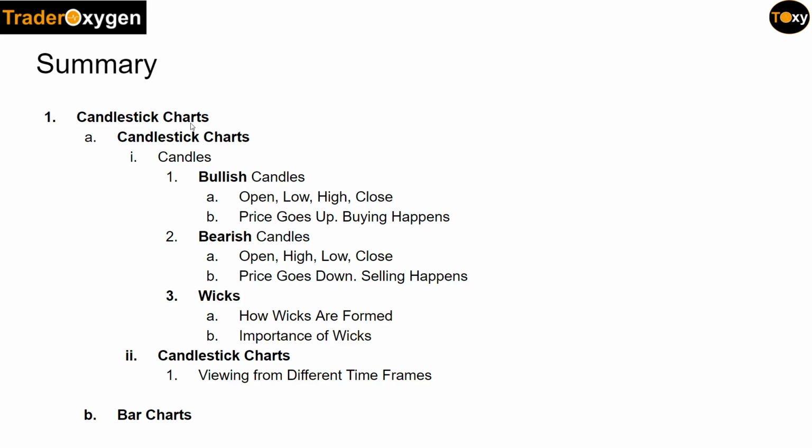Okay, so we have come to the end of the section, and as a summary, you learned about candles. You learned that bullish candles mean up close candles, when the price is going up, mainly when buying happens. Then you learned about bearish candles, when the price is going down, mainly when selling happens. Then you learned about how wicks are formed, and the importance of wicks will be further discussed in future trading exercises.